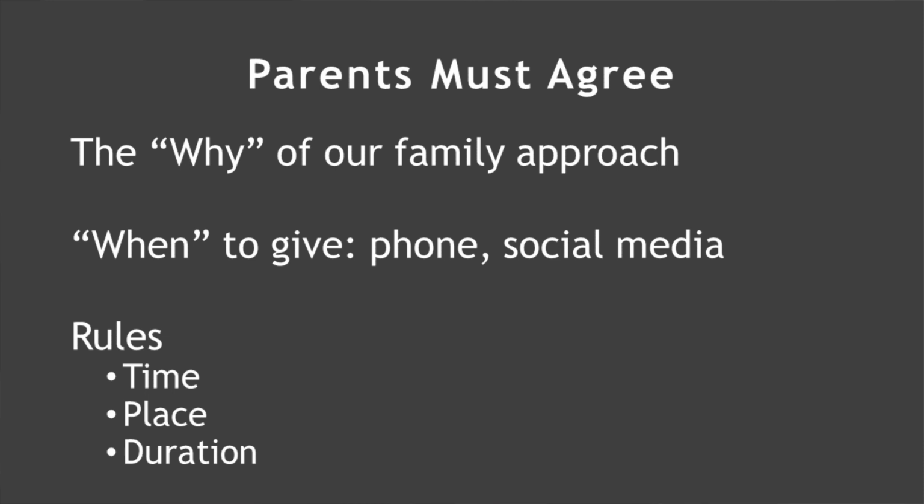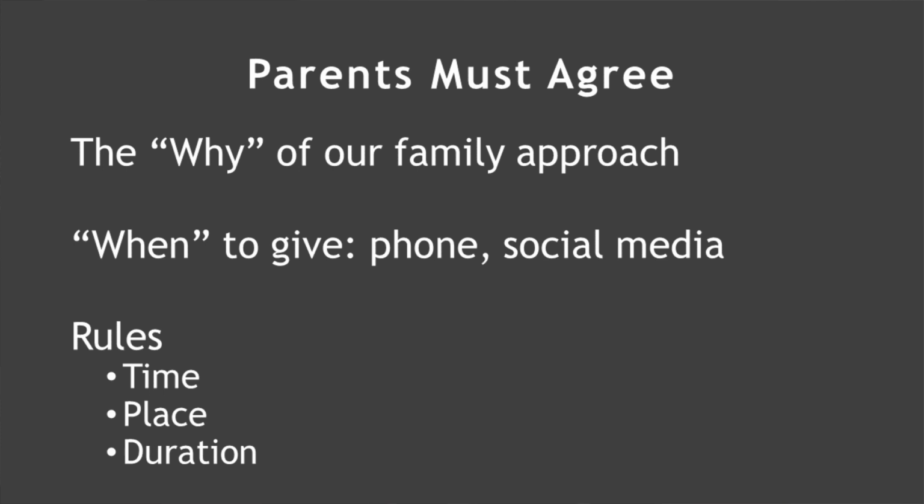First is the why. Why does our family have the approach that it has? And in the handout that I referenced, we list a number of suggestions that you might consider for this why. And then obviously, a very important topic is when to give a smartphone, but also social media and so forth. That's a very important topic to discuss. And then the third one is rather obvious, is rules. Rules around time, place, duration. It's obvious to say this, but it is very important that the two of you sit down and have a conversation, probably multiple, on this topic.